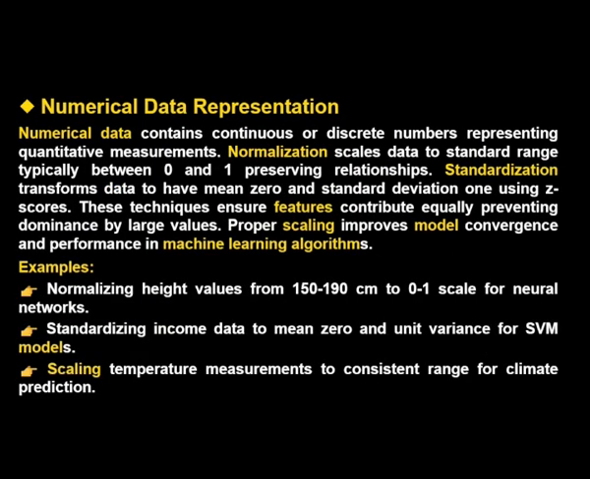The next one is numerical data representation. Numerical data represents measurable quantities such as height, weight, or income. However, numerical features may exist on different scales. To handle this, we use normalization and standardization techniques. Normalization scales values between 0 and 1, while standardization converts data to mean 0 and unit variance. Proper scaling ensures that all features contribute equally and improves model performance over time.